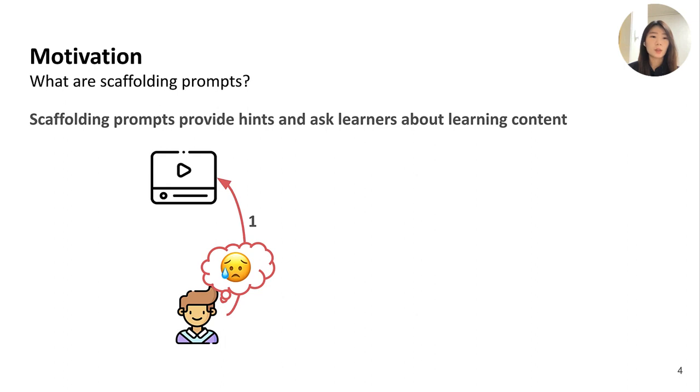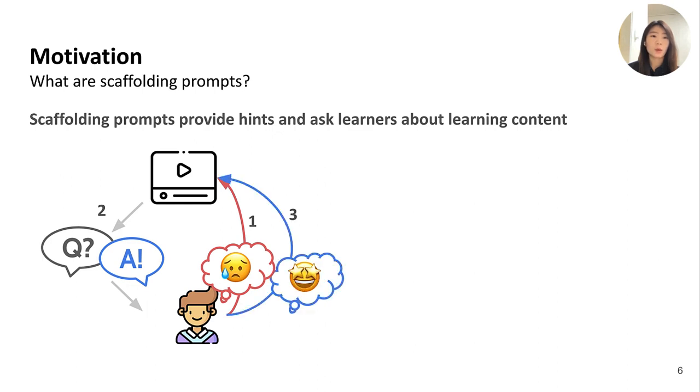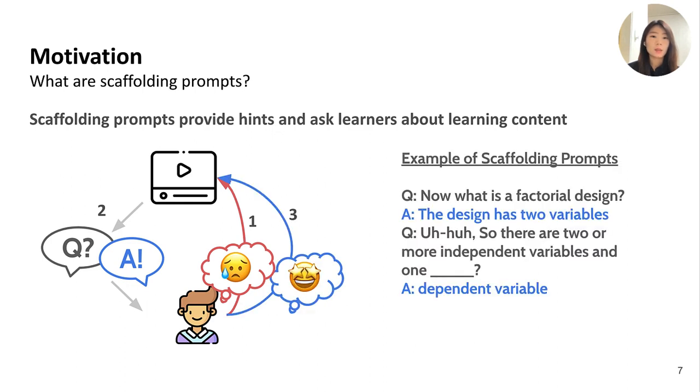One way to alleviate learners' diverse pain points is to utilize diverse scaffolding prompts, which provide hints and ask learners about learning content. This is an example of a scaffolding prompt. The instructor asks what factorial design is and provides hints to let learners elicit more accurate knowledge.